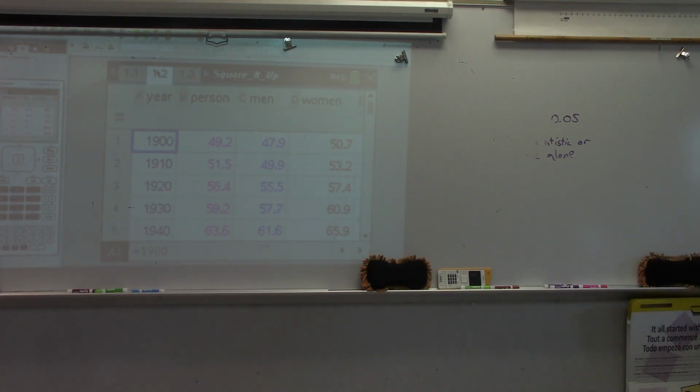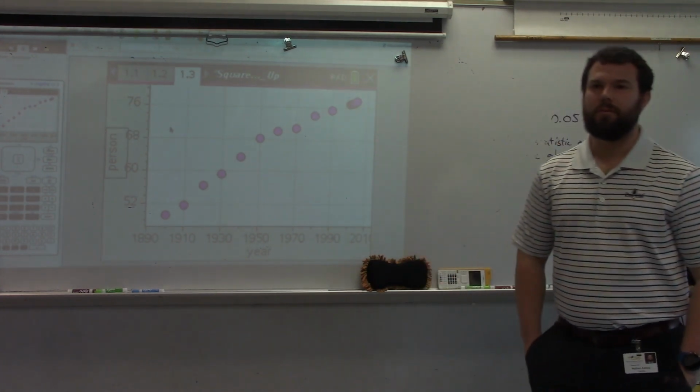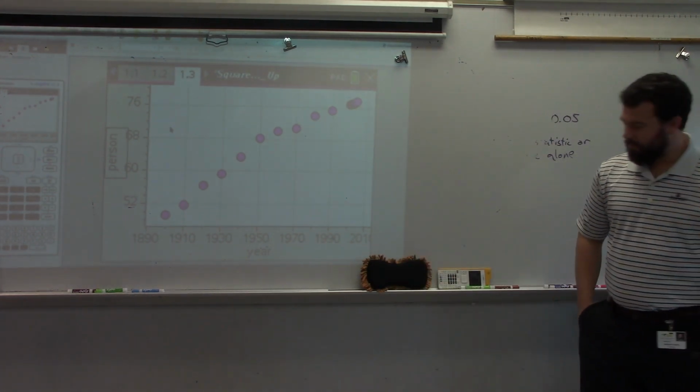All right, so here's what I need us to do. What does it say after that? It says to go to page 1.3, create a scatter plot to illustrate the relationship between the year and the life expectancy for a person, selecting year on the horizontal axis, person on the y-axis. So would we do person on the y-axis? Yeah, I guess. There's a real scattery plot. Pretty positive. Pretty strong.